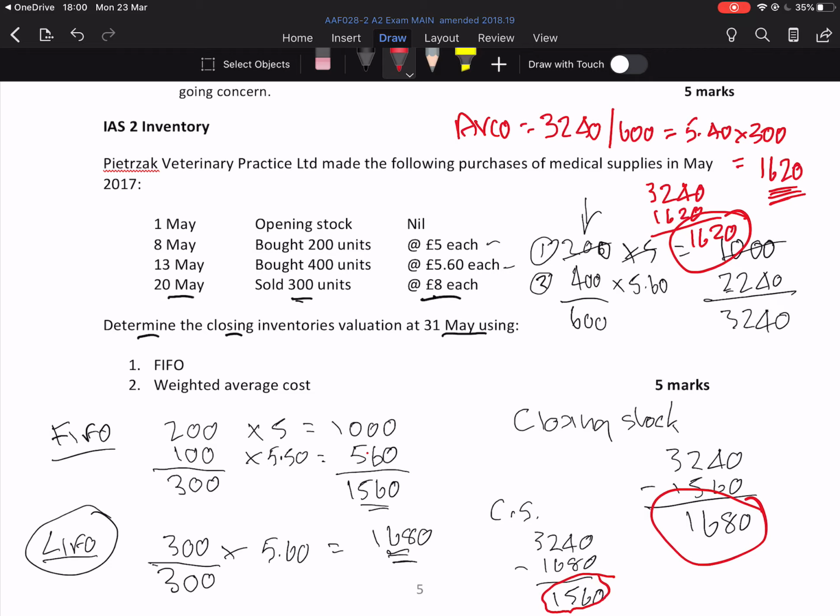So you can see the different closing stock figures depending on the method that you've chosen. Anyway, that's all we need to do for this particular part of the assessment. And again, as I said before, I'll send out very similar questions for the students so they get a good understanding of how to do it.